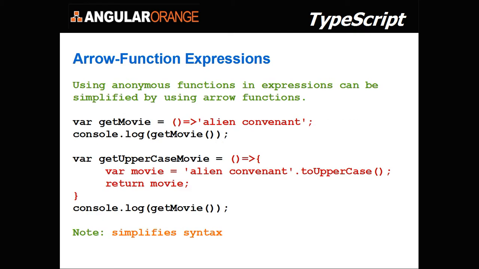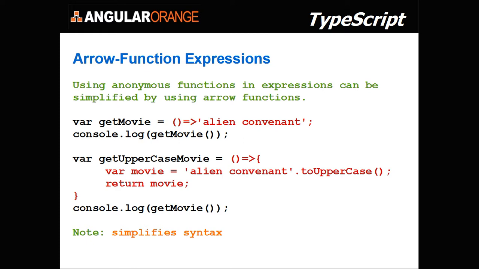TypeScript supports arrow function expressions using anonymous functions and expressions. They can be simplified by using the arrow functions. So a variable getMovie, I could set it equal to left paren, right paren, arrow, Alien Covenant. So notice I didn't use the left curly bracket, the right curly bracket, and I don't need an argument if it's not needed. So one-line arrow functions don't need the curly bracket. So I could do a console.log getMovie, and that would return the movie name.